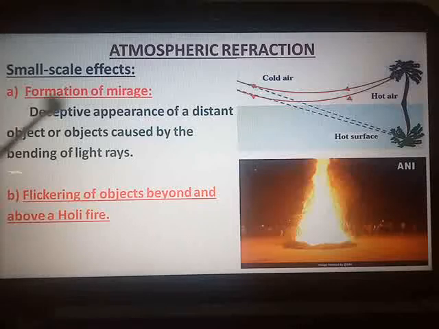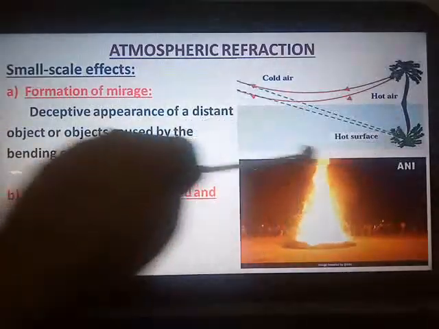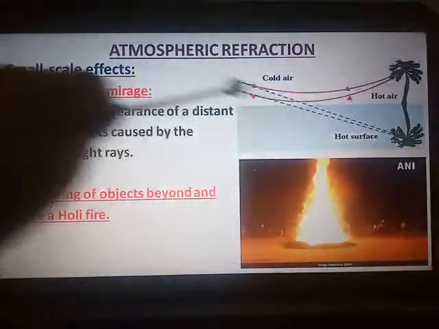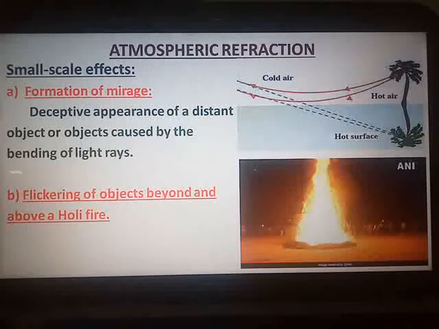So this formation of mirage is generally observed during the summer season. The light rays which are coming from that distant object appear to be coming from the image of the object inside the ground. You can see here in this figure. Their appearance is from slightly inside the ground. A false appearance. So it is called a mirage.